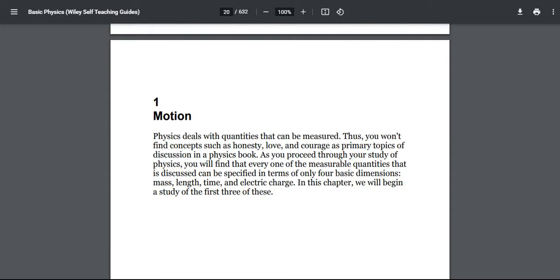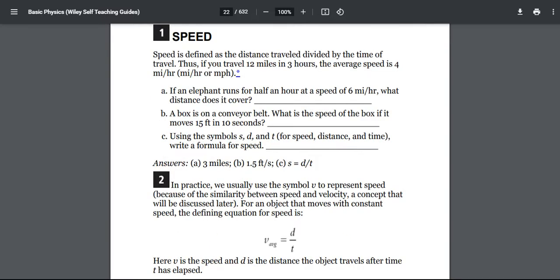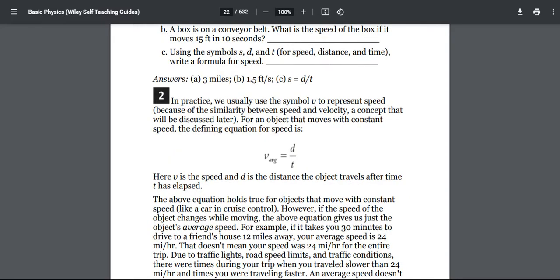We saw that every one of the measurable quantities that is discussed can be specified in terms of only four basic dimensions: mass, length, time and electric charge. And speed is defined as the distance traveled divided by the time of travel. So let's move on.